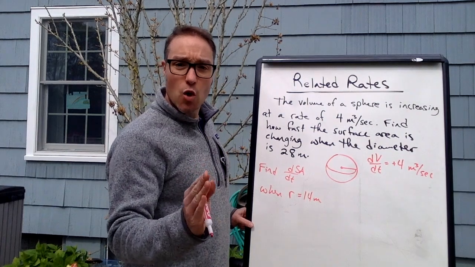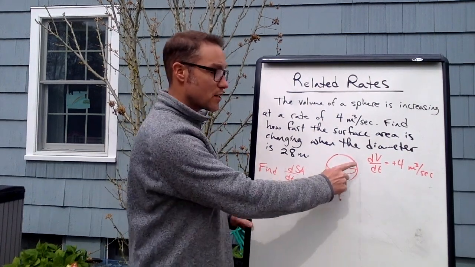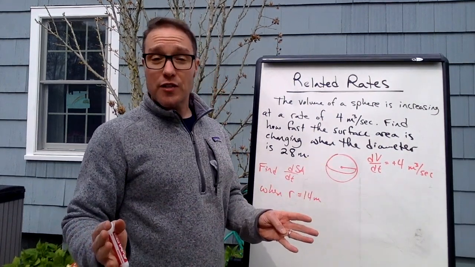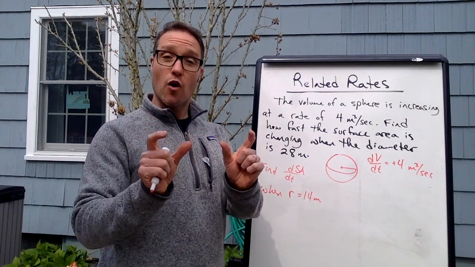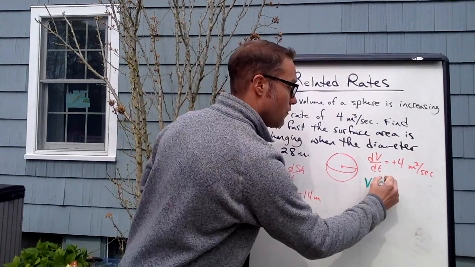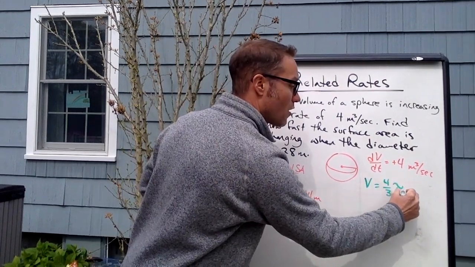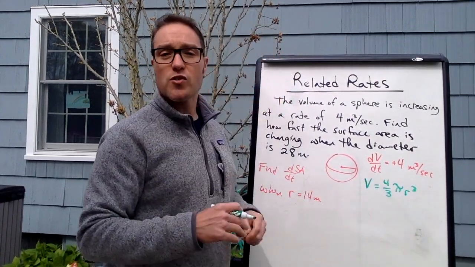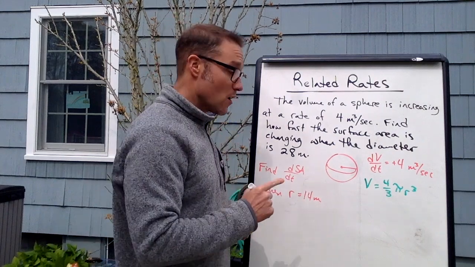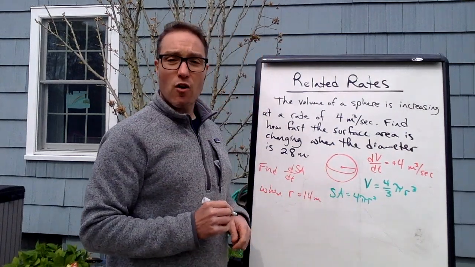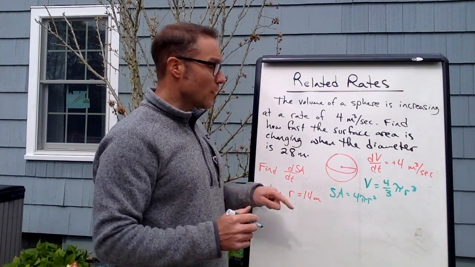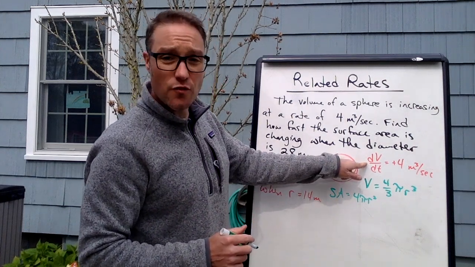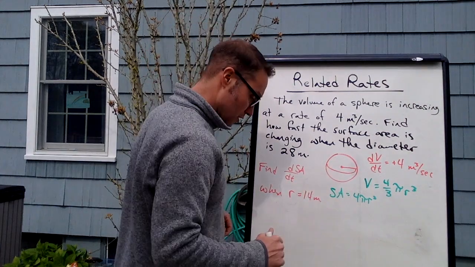Let's relate the quantities. How do I relate surface area to volume? I don't know off the top of my head a formula that does relate volume to surface area, so I'm going to use both of those, and they're going to help each other out. Volume is 4/3 pi r cubed. That's a good one to know. Sometimes they give it to you, but I would know that one. What's the surface area? 4 pi r squared. That's another useful one to know. Since I was given dV/dt, I'm going to do volume first.